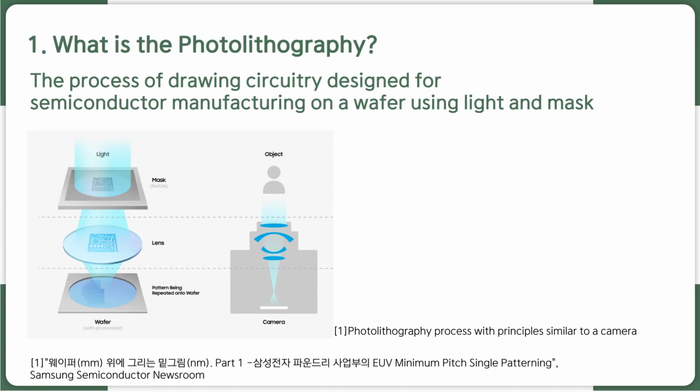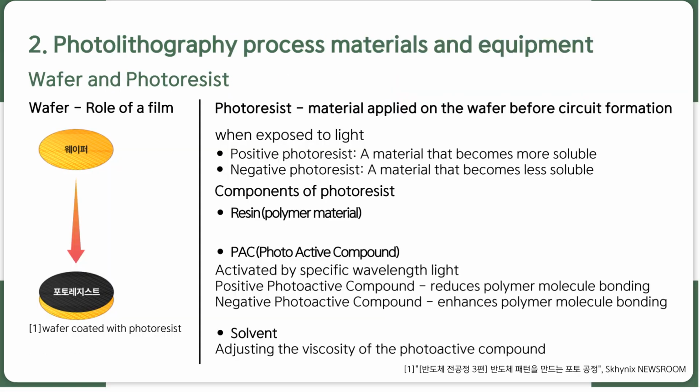First, let's understand what photolithography is. It is the process of creating semiconductor circuits on a wafer using light and a mask. Before I explain the photolithography process, I will provide an overview of the materials and equipment involved. The foundational component is the wafer, which plays a role similar to that of film.